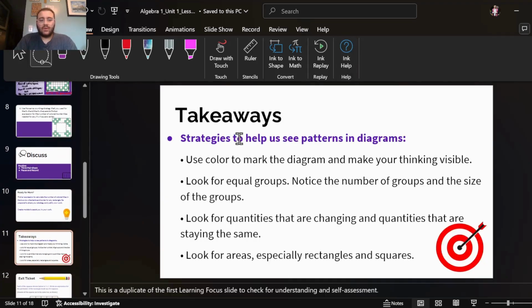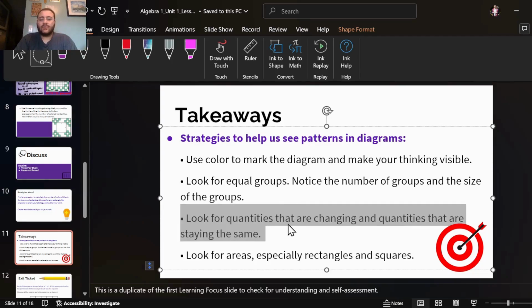So some takeaways for our first lesson: use color, use highlighting, use groups, right? Equal groups to make your thinking visible. Notice the number of groups and the size of the groups. That's important. If their groups aren't the same size, then we can't use that to write our equation. Look for quantities that are changing and quantities that are staying the same. And use areas, right? Use areas, especially of rectangles and squares.